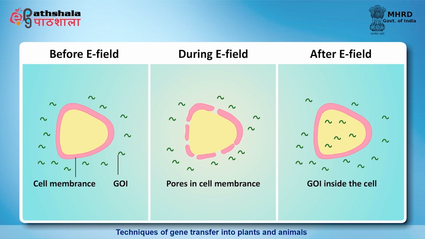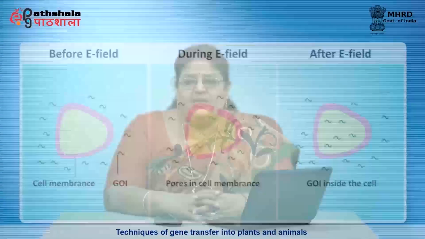If the plant cell is placed in a medium containing the DNA to be transferred, the DNA enters the cells through these pores into the cytoplasm and subsequently into the nucleus. Thus, we have successfully transferred the DNA from the medium into the cells.